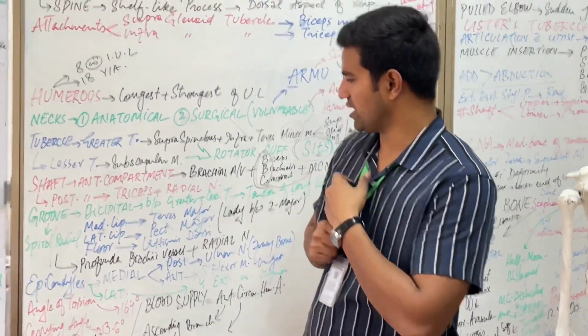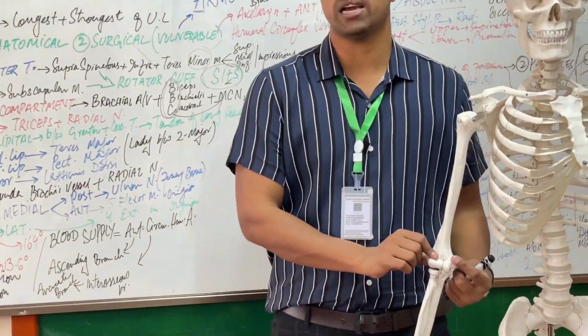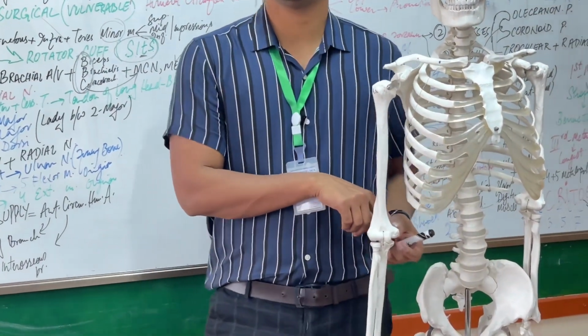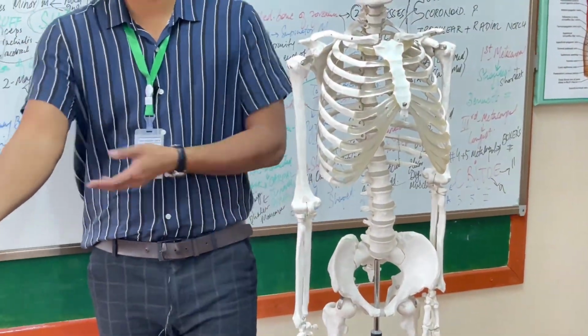Then we have talked about the epicondyles. We have the medial epicondyle and lateral epicondyle. The medial epicondyle of the humerus has a posterior part and an anterior part. The posterior part is associated with the ulnar nerve, and it is also called the funny bone.